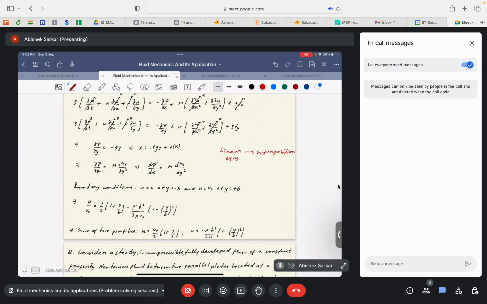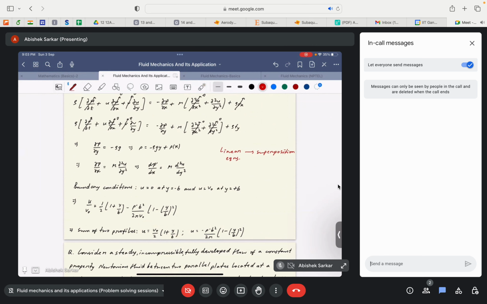And the net result, the velocity profile, is actually the sum of these two different governing equations. This is the linear part. I'm sorry, I have to skip fast because of the time constraint. But the first part, this linear velocity profile, is because of the simple Couette flow.